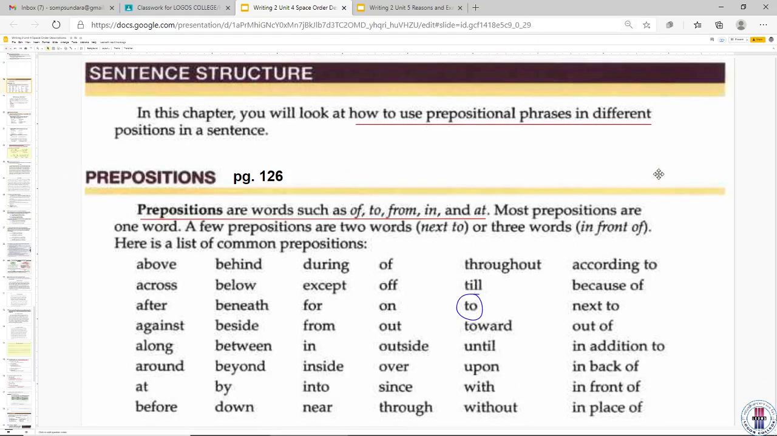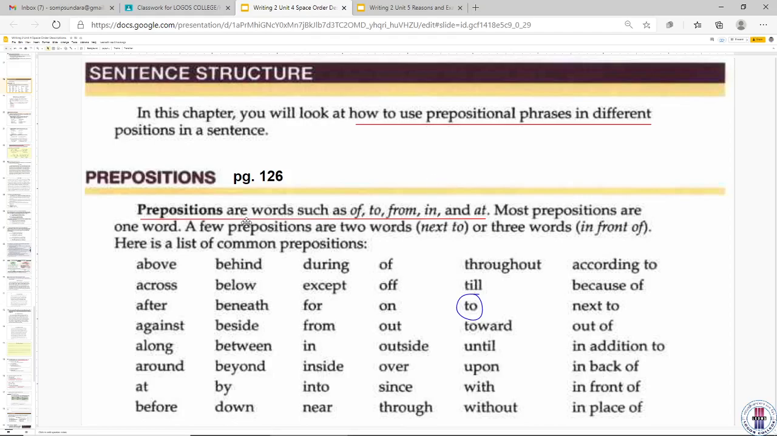And page 126, it talks again about prepositions, right? It talks about sentence structure. And at the beginning of this unit, we talked about what prepositions were. I'm sure you've learned it many times before. Now we're going to talk about different types of prepositional phrases and where you can place them in sentences.